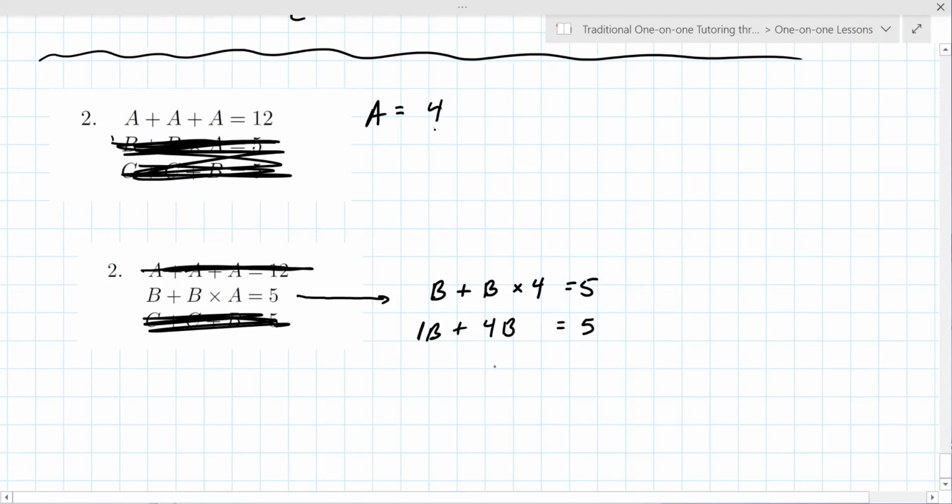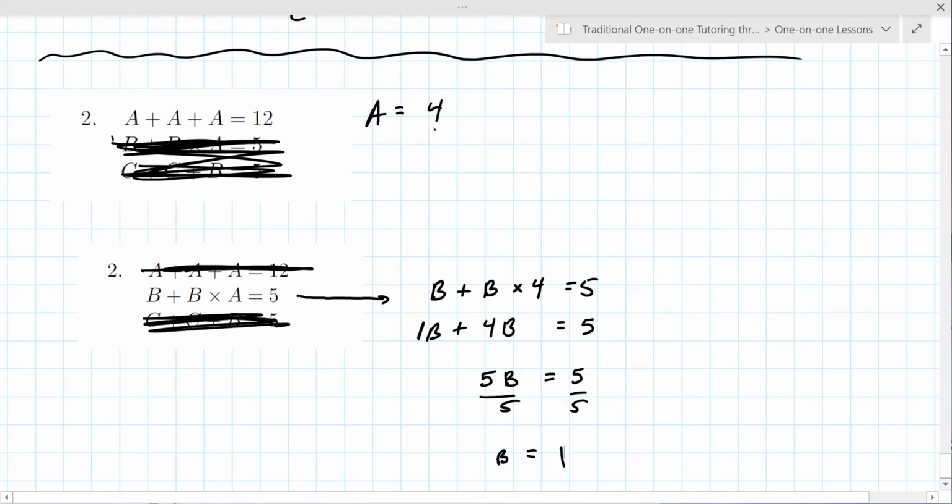How many B's do you have total? How many B's? 5 B's. So now you divide both sides by 5 and B equals 1. Very good. So we know that A is 4 and B is 1.